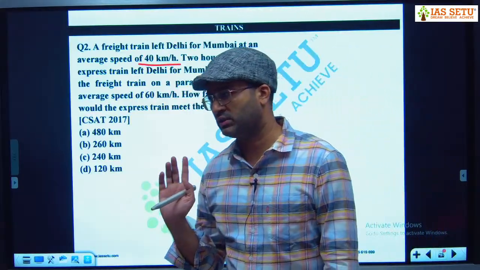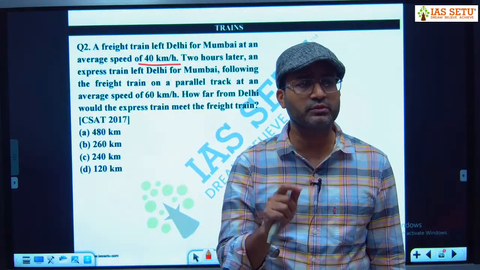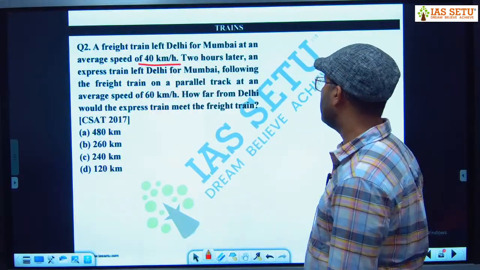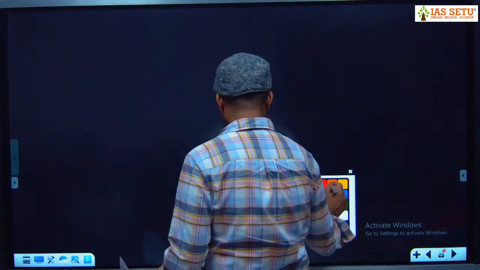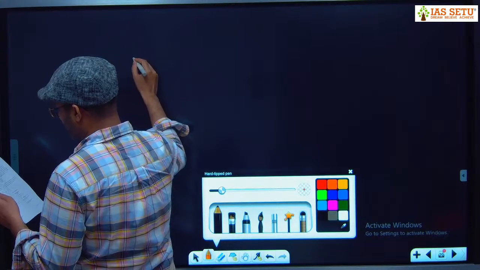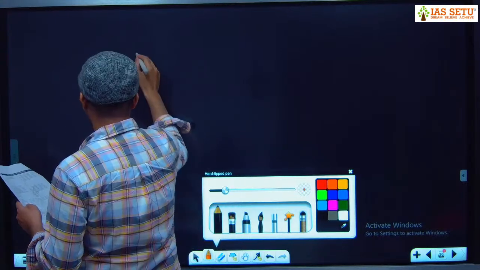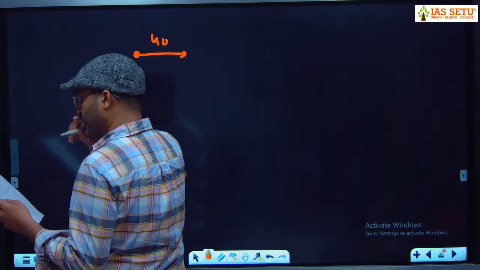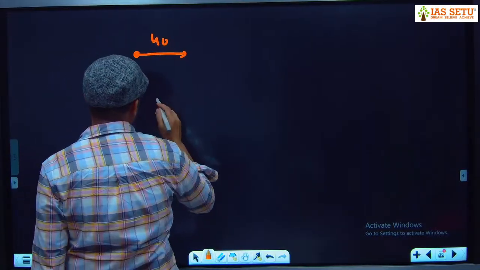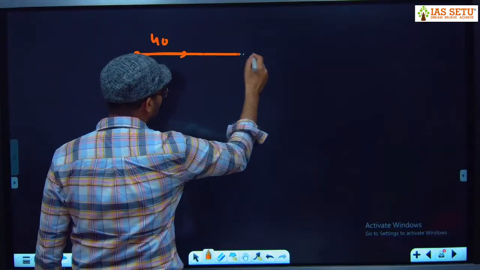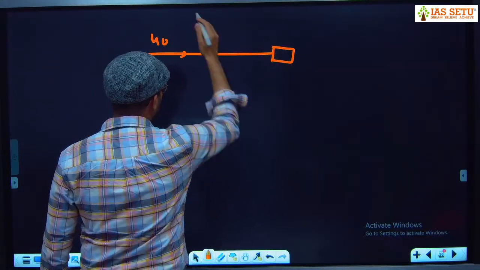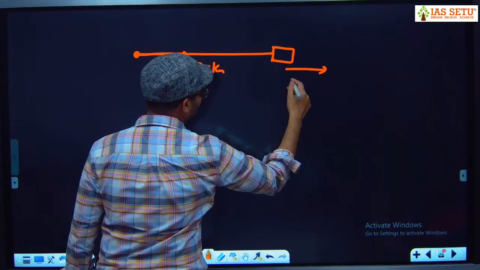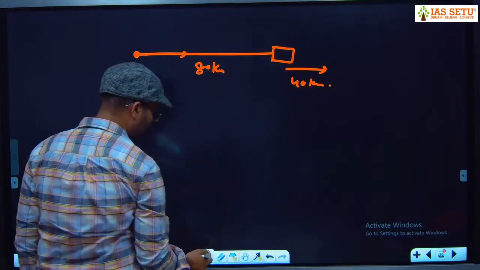चोर पुलिस वाला concept. But there is no initial distance. Initial distance बनानी पड़ेगी। कैसे? 2 घंटे में। See here, what is important? There is a slow train left Delhi to Mumbai at an average speed of 40. 40 की स्पीड पे एक ट्रेन चली। After 2 hours, 2 घंटे के बाद, तो ये ट्रेन तो 80 किलोमीटर आगे निकल जाएगी। So this is your slow train. In 2 hours, it covers 80 kilometer. So now it keeps on moving at a speed of 40 kilometer per hour.